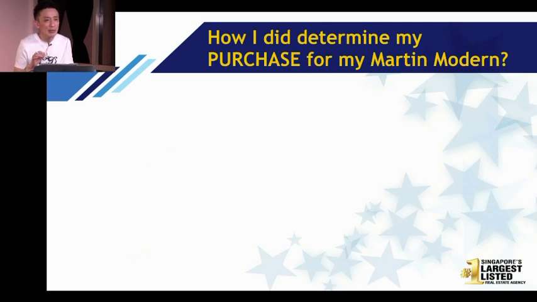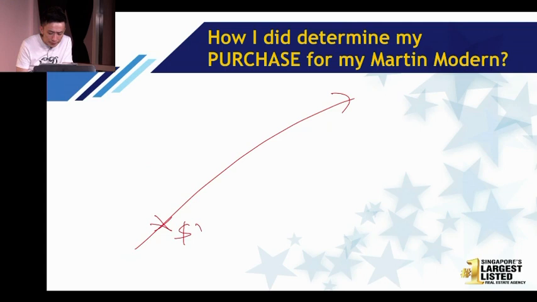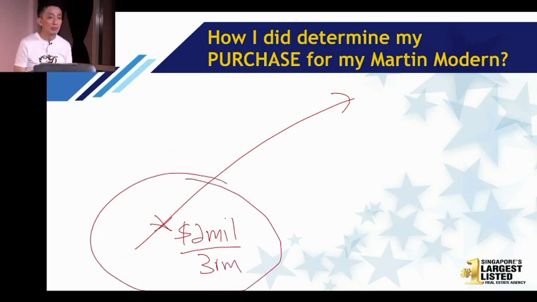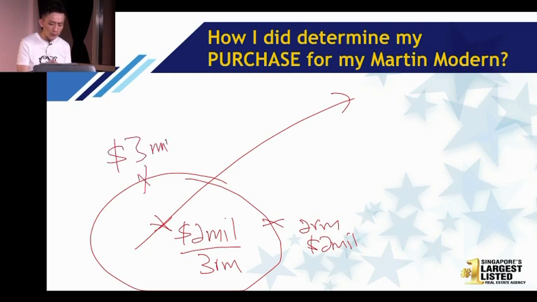How do I determine to buy this property? You know why I buy this property? This is a strategy that you must learn. This property I bought is about $2 million at that time, and I know that this is a 3-room. Actually, I have been looking at the property around there. The 2-room already sold at $2 million. The 3-room is already sold at $3 million.